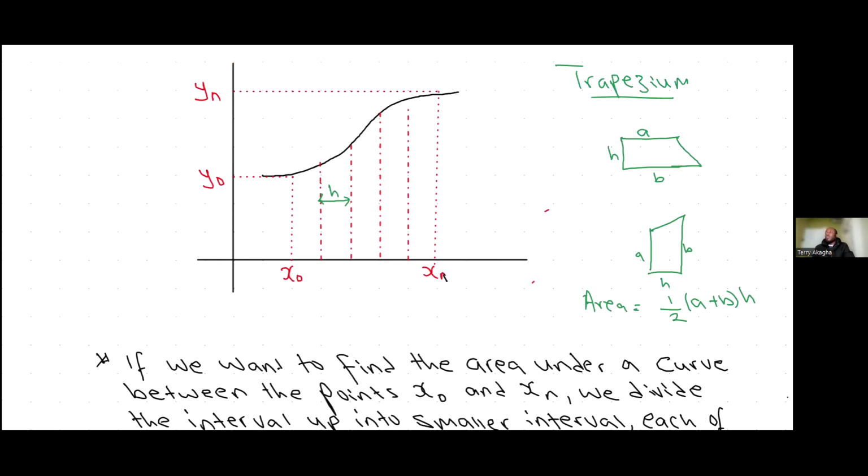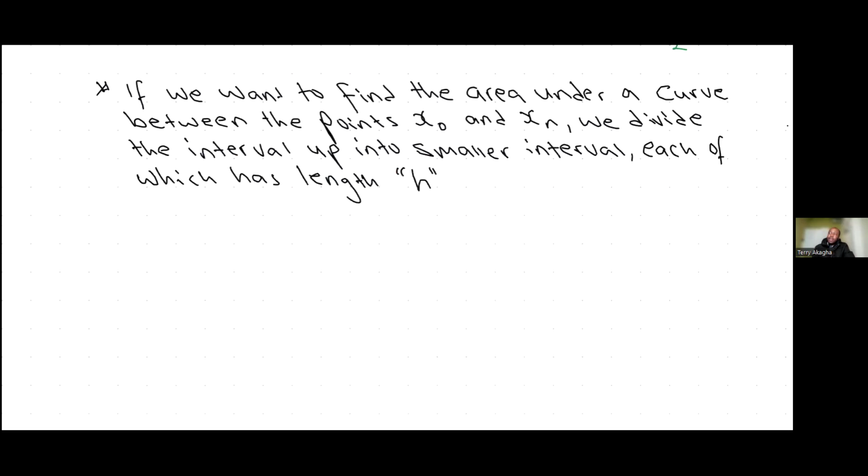Now, there is a proof of how to get the total area, but I'm not going to go into that. I'm just going to say the formula. I'm going to write down the formula for the trapezium rule here, but there's a proof on how to get each of these, okay?